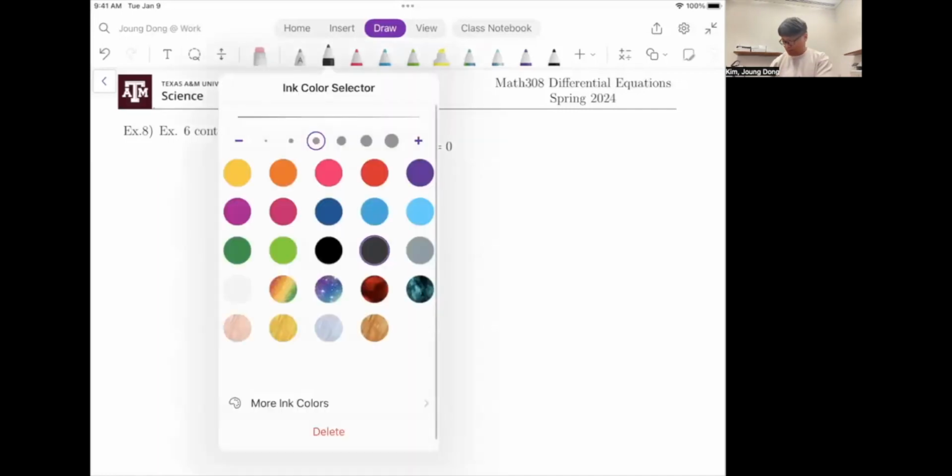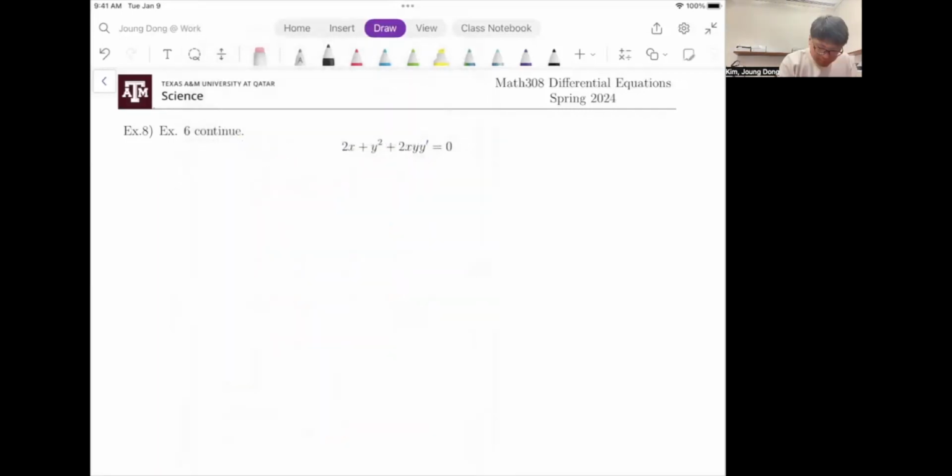Step 1. So which part is M? 2x plus y squared is your M, and 2xy in front of y prime is your N. That's it, right? Then let's do it.